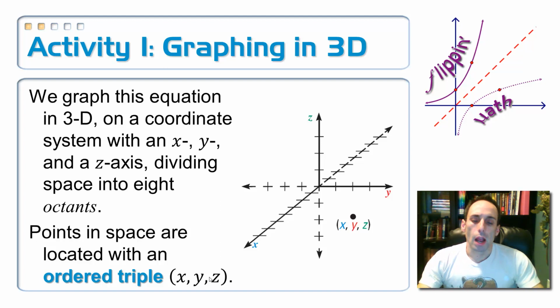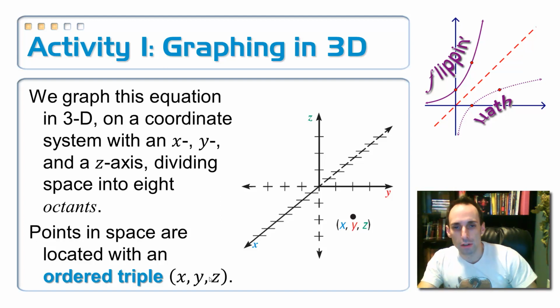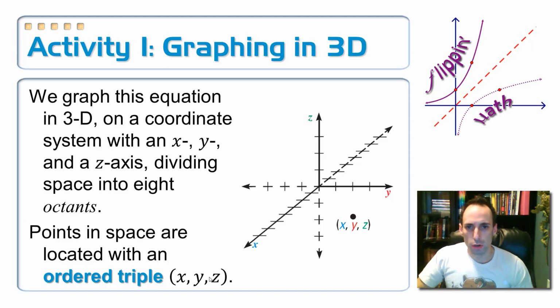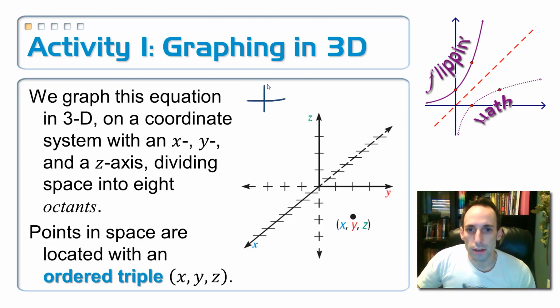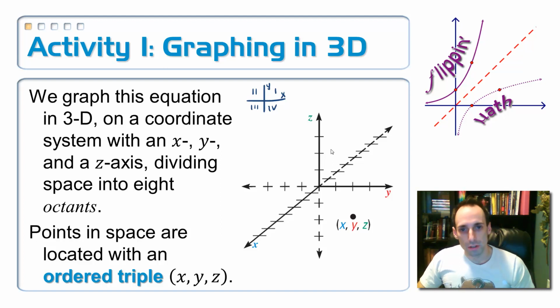So in three dimensions, on an XYZ coordinate grid, the axes break the space up into 8 octants. Whenever it was just the XY coordinate plane, let me just draw something right here. We had the Y axis and the X axis. That broke that up into 4 quadrants, right? 1, 2, 3, and 4. You remember those. But now we throw in a Z axis and we're breaking it up into 8 octants.